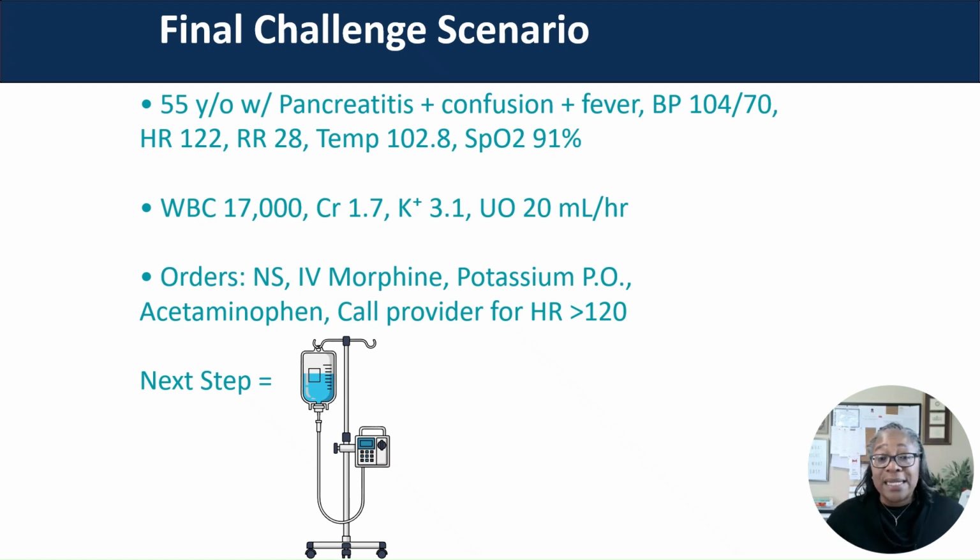Number four, what's the next best step, or what's the safest? Start IV fluids, because IV fluids improve perfusion, blood pressure, kidney function, and sepsis outcome. Then you're going to give the acetaminophen. Then you're going to hold the morphine because the respiratory rate is high and there's confusion. You're going to give the potassium because the potassium is 3.1. And you're going to call the provider after initial stabilization.